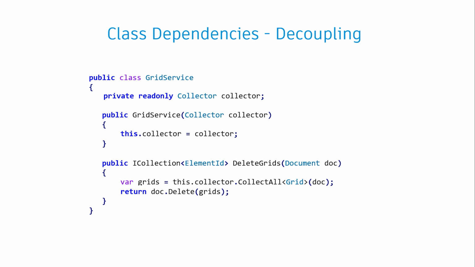In fact, let's swap this collector type to an abstraction, like an interface of the collector. That way, if we need to create another type of collector and pass it in to the grid service, we can, even without changing the grid service itself. This will make our application much more flexible, easy to maintain, and easy to refactor.